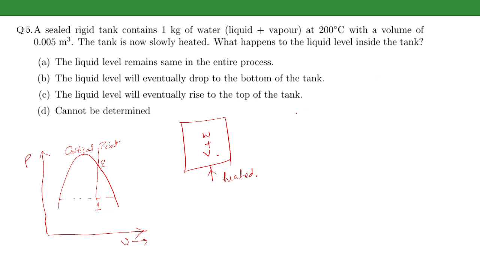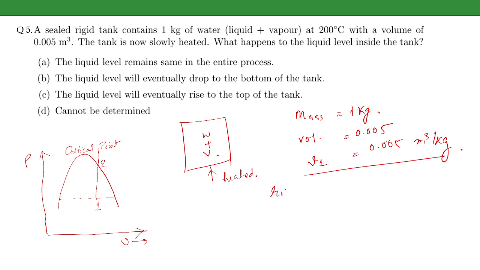So the mass of the container is 1 kg, the volume is 0.005, so the specific volume in state 1 is 0.005 meter cube per kg. Since the specific volume will remain the same for a rigid container with fixed mass, this implies V2 is equal to V1. So V1 is 0.005 meter cube per kg. So at state 2, the specific volume is 0.005 meter cube per kg.